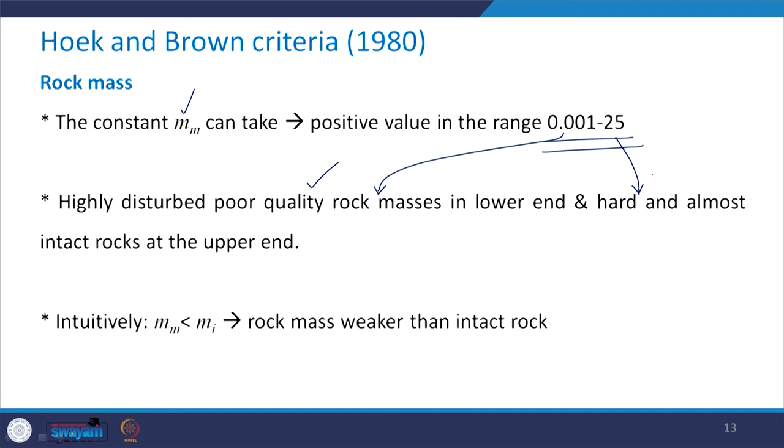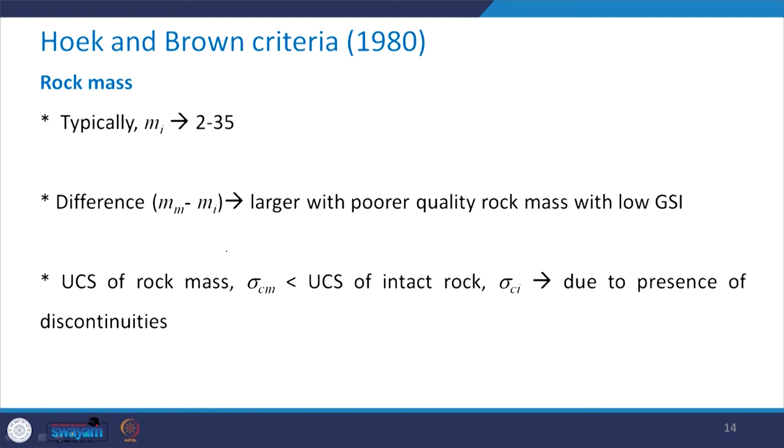Intuitively, we can say that because rock masses are weaker than the intact rock because of the presence of the discontinuity, mm will be less than mi. Typically, this mi is going to be in the range of 2 to 35. This difference between parameter m for the rock mass and for the intact rock, which is mm minus mi, is larger with the poorer quality rock mass, which has low value of GSI, that is geological strength index. Due to the presence of the discontinuities, UCS of the rock mass, which is represented by sigma cm, will be less than the UCS of the intact rock, which is represented by sigma ci.